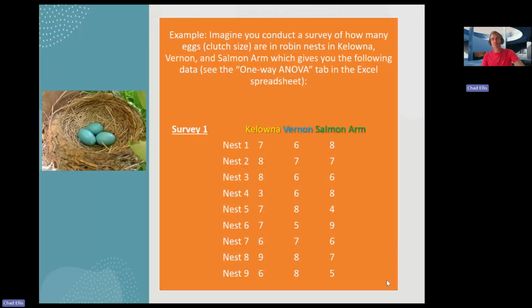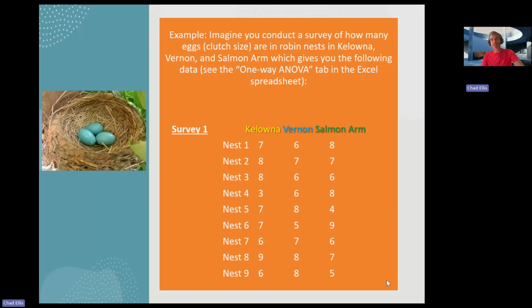So let's do an example here. Imagine we have a sample of clutch sizes of different robin nests in Kelowna, Vernon, and Salmon Arm. So we've gone out to 9 nests in Kelowna, Vernon, and Salmon Arm and counted how many eggs are in each of these nests. So there's our survey right there for the 9 nests seen in Kelowna, Vernon, and Salmon Arm.